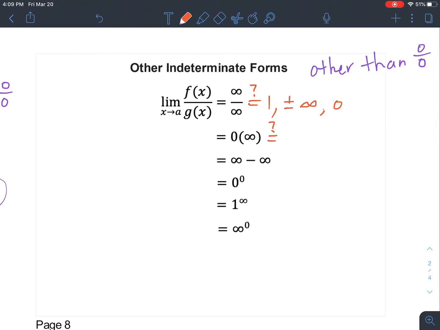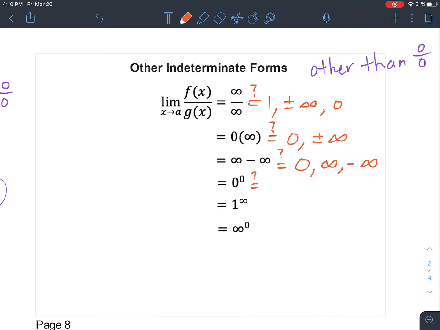For the second one, 0 times infinity. Well, 0 times anything is supposed to be 0, and then infinity times anything is supposed to be positive or negative infinity, so that is going to be indeterminate. For the next one, infinity minus infinity, if it's the same thing minus itself, that's supposed to be 0, but infinity minus anything should be positive infinity, and then anything minus infinity is supposed to be negative infinity, so therefore we have multiple possible answers. That is indeterminate.